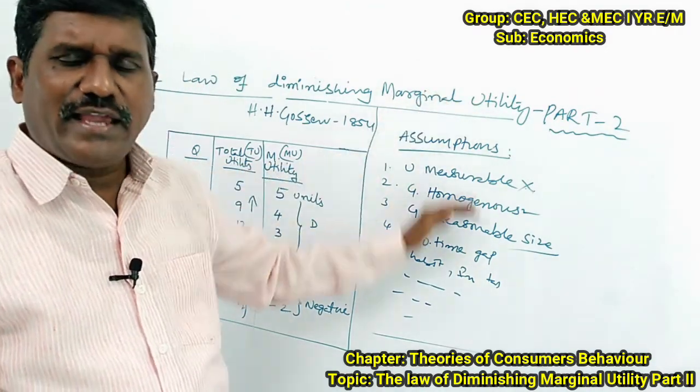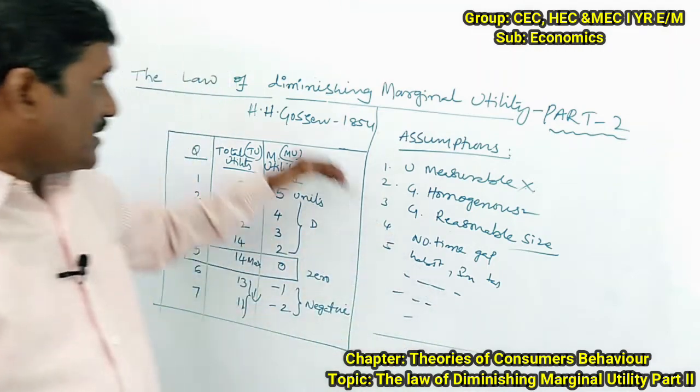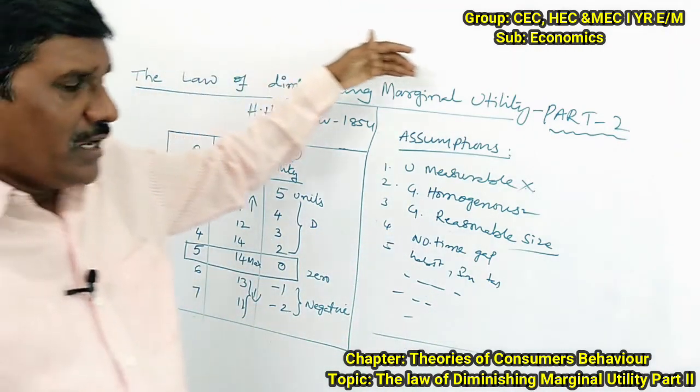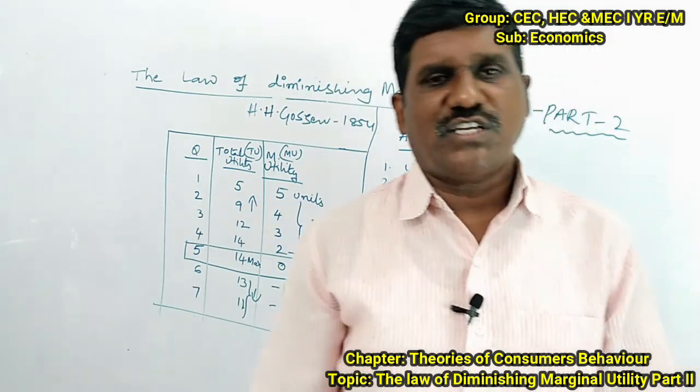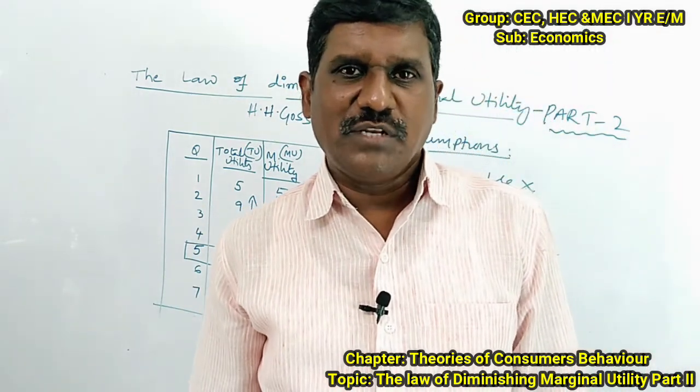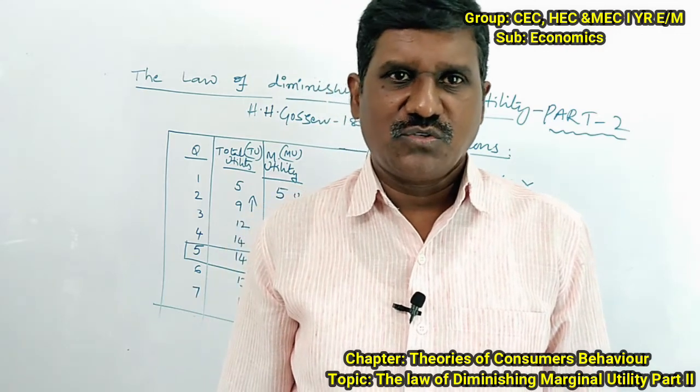So these are the assumptions based on the law of diminishing marginal utility. So students, this is the way of presenting the law of diminishing marginal utility. So thank you.